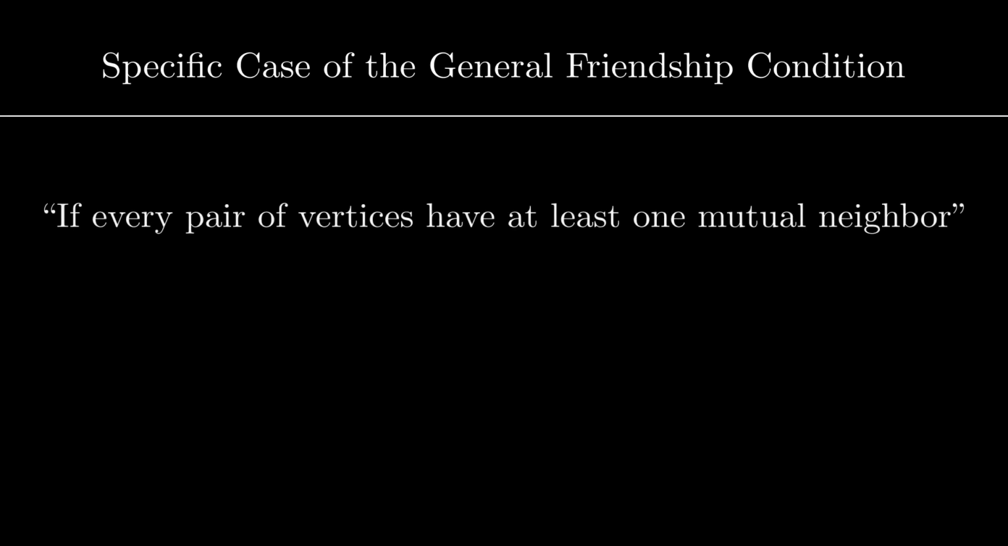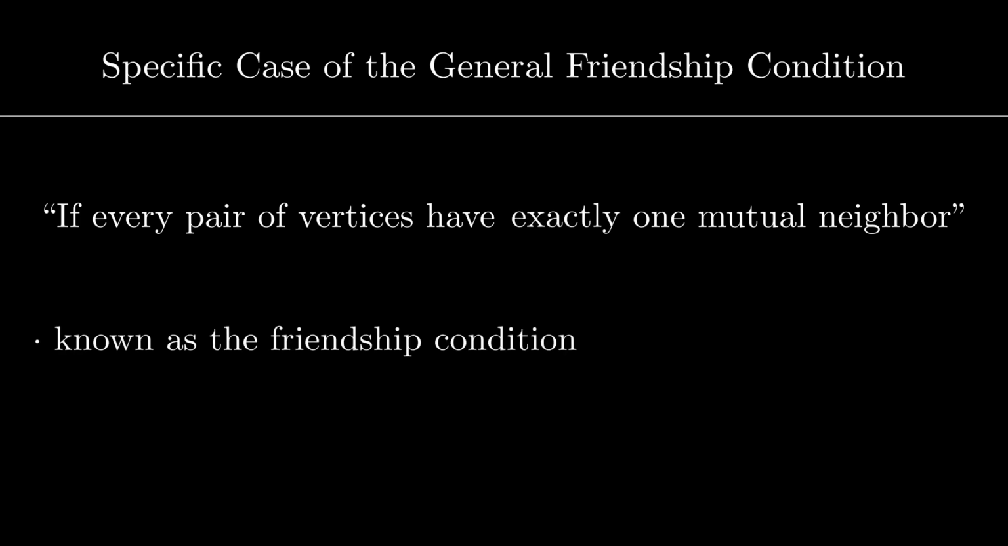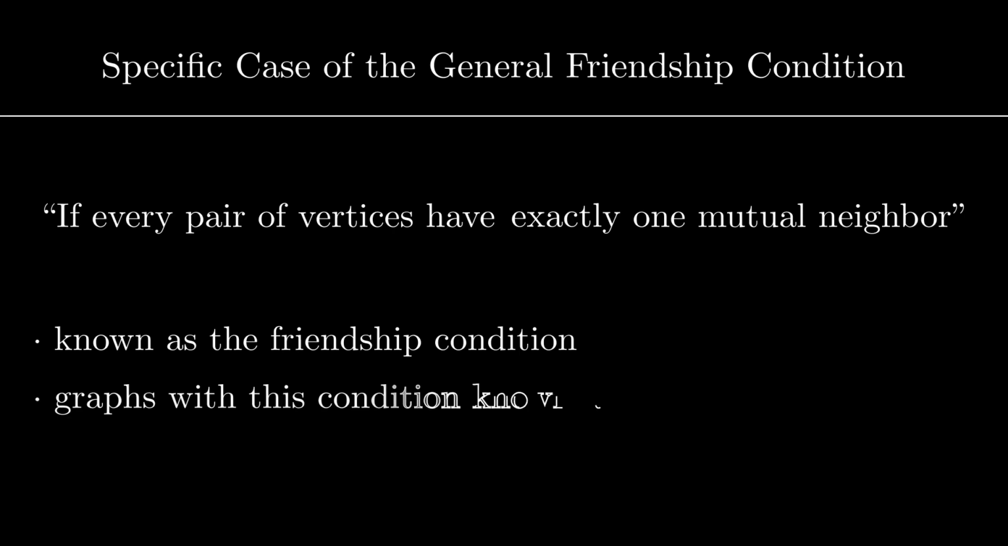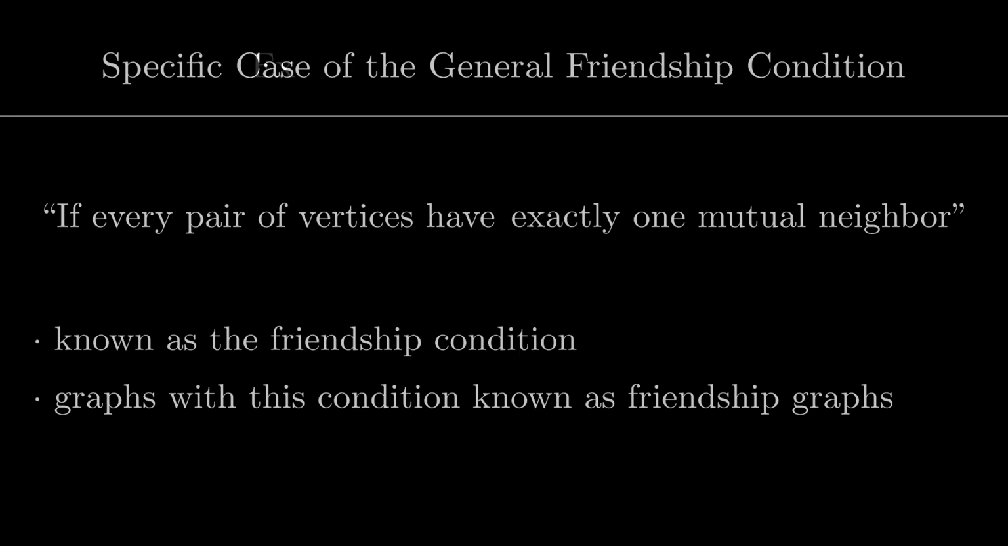One natural way of specifying the general friendship condition is to consider the minimal case. In other words, instead of having multiple mutual neighbors, consider having exactly one mutual neighbor. We'll call this condition the friendship condition, and call graphs that satisfy this condition friendship graphs. Now we look at some examples of friendship graphs. The complete graph K3 is the simplest such example.